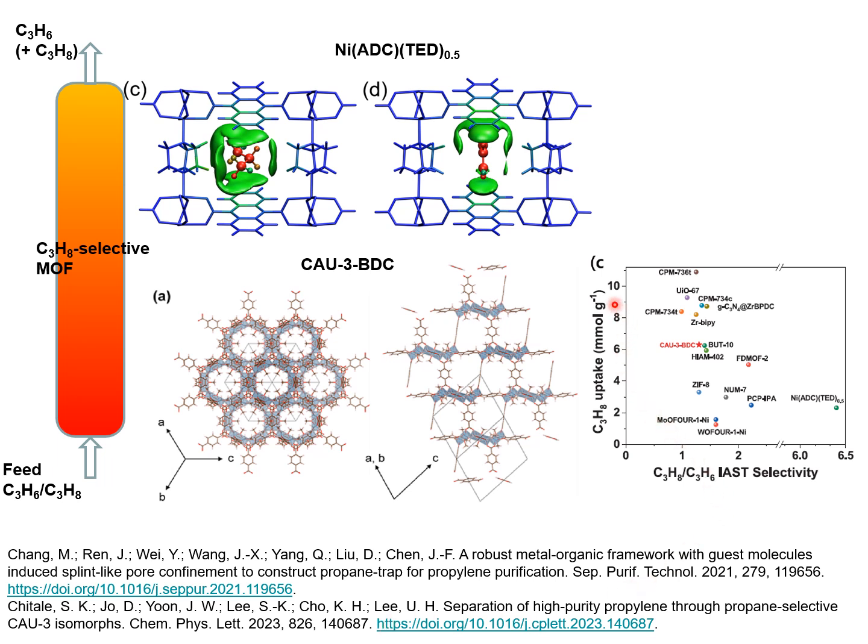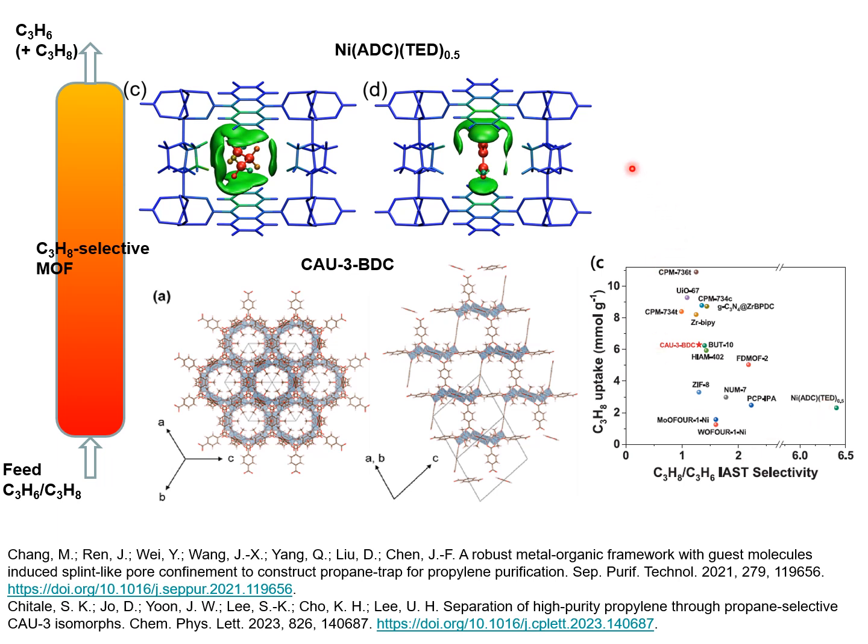the following graph compares the uptake of propane on the y-axis with propane-propene selectivity, and the two adsorbents, CaO3 BDC is shown here with a selectivity of about 1.3, and nickel ADC TED 0.5 has a selectivity of about 6.3.